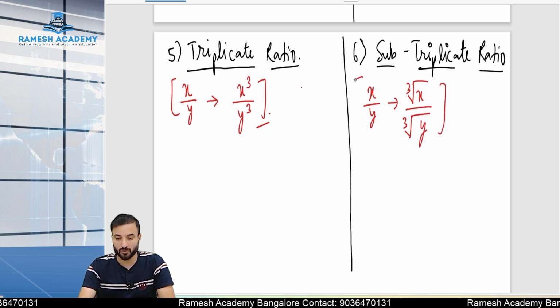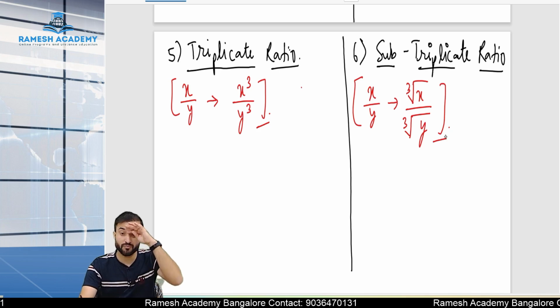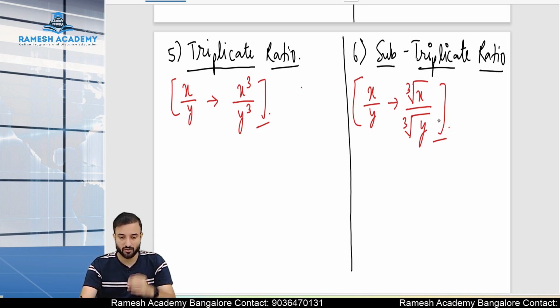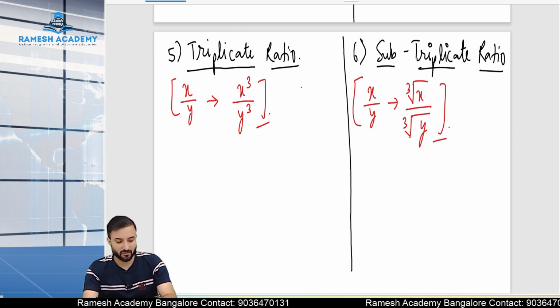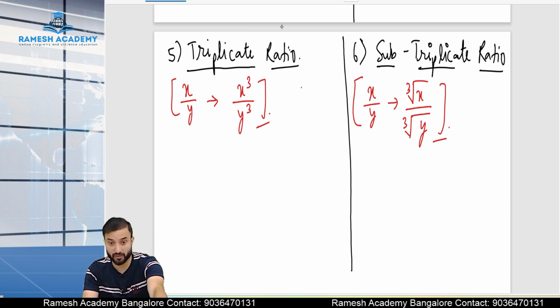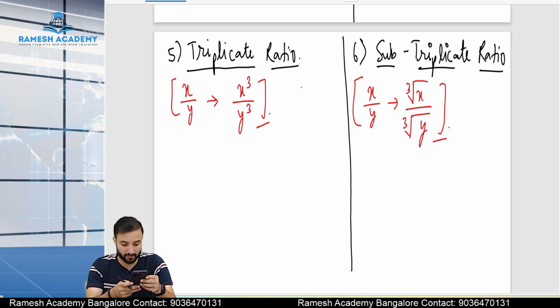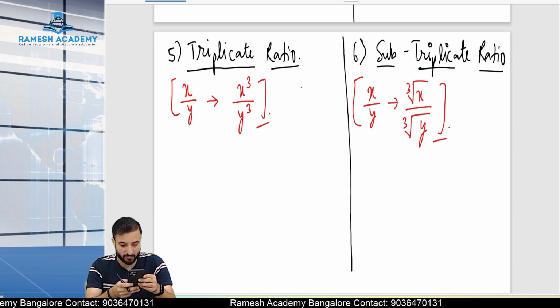Yes, so we have to do the cube root of the ratio. So that is a subtriplicate ratio, like this. Okay. Now guys, very important thing, before going with this triplicate and subtriplicate, I will tell you the important thing.